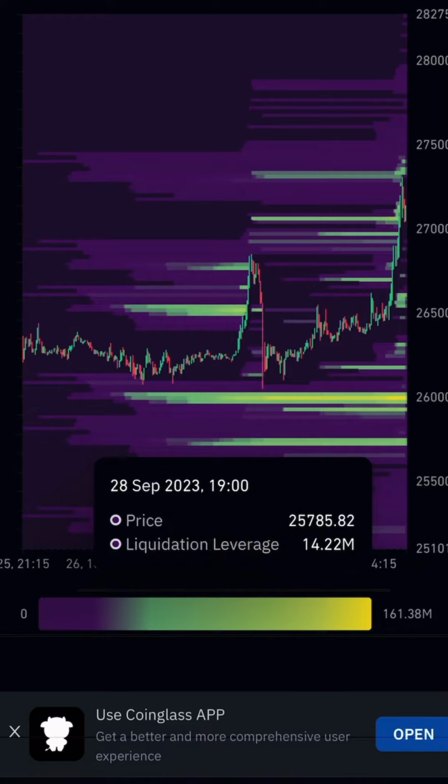But if you don't want to spend $99 a month, I think that the CoinGlass liquidation heat maps are pretty sufficient to at least give you an idea of where the Bitcoin price could potentially move based on the amount of liquidity that exists in certain different levels.